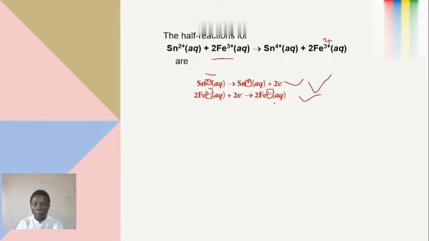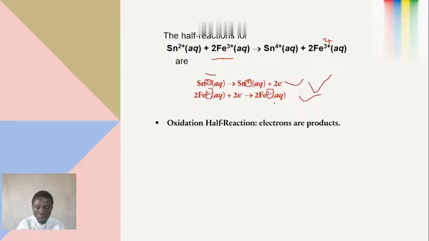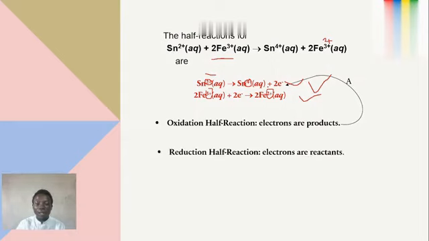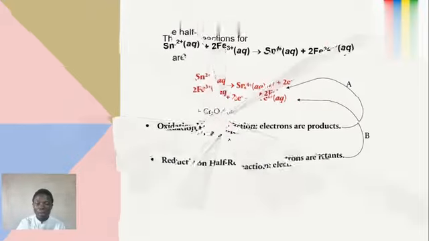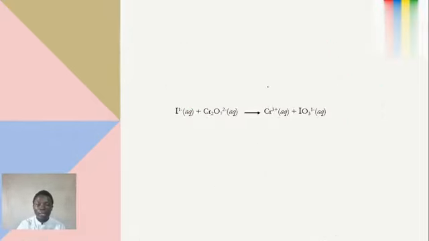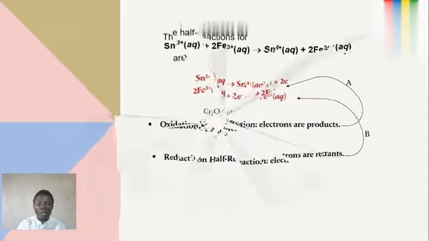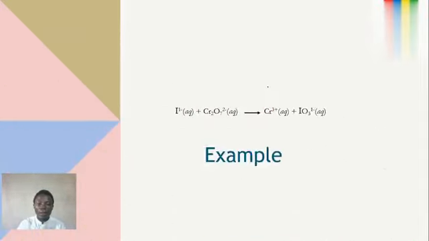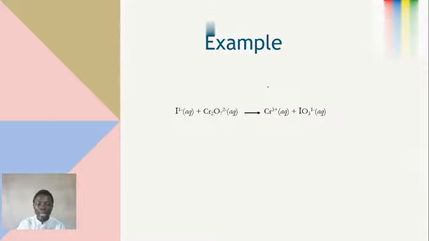Are we together? Good. So in an oxidation half cell, electrons are products, and you should take note of that. That is another insight you should understand. And in a reduction half reaction, electrons are reactants, and that is that. I've told us already. So let's move on to the next thing, which is an example, and let's talk about that briefly.